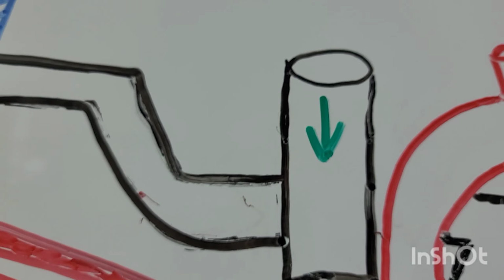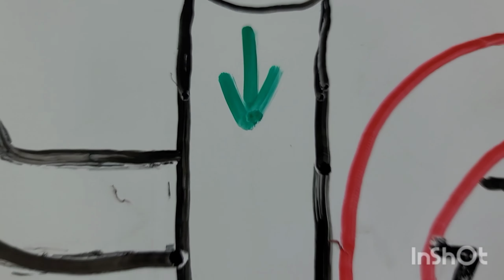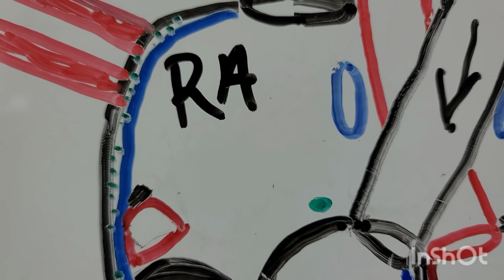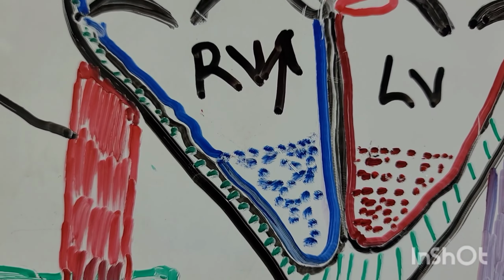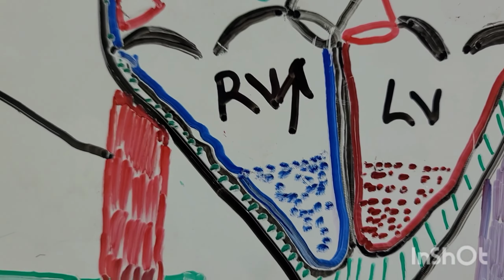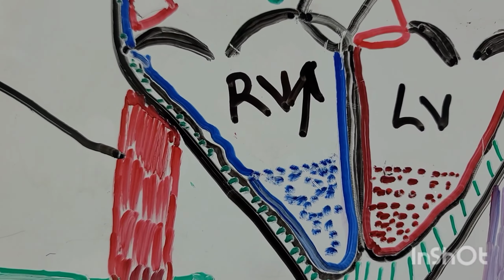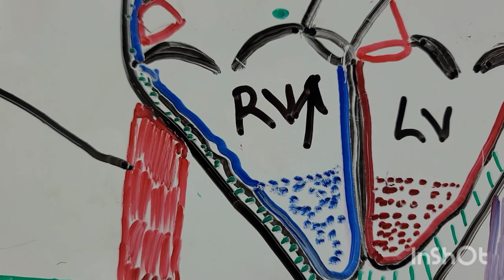But we also have blood coming from the superior vena cava, which moves down to the right atrium and then to the right ventricle. The blood passing through the right ventricle is approximately 20%, and this blood contains a lot of CO2.